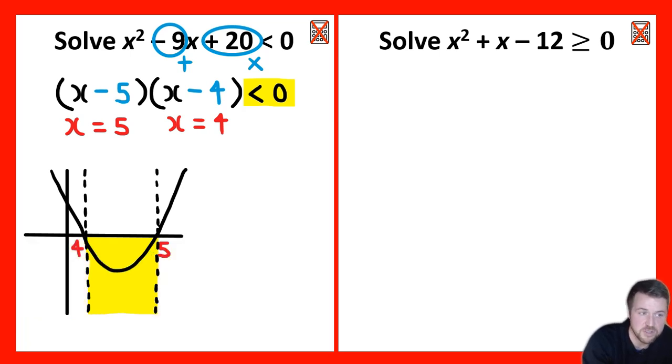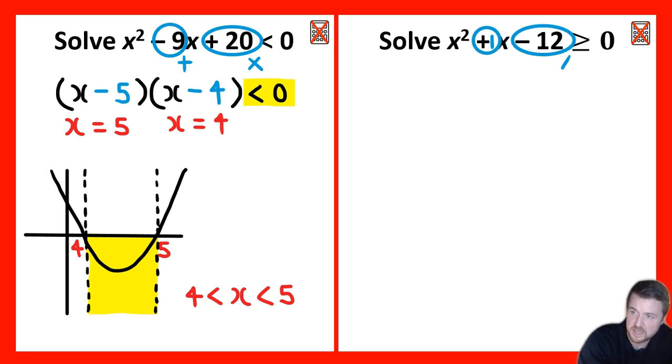Therefore, the region where the inequality is satisfied and when x squared minus 9x plus 20 is less than 0 will be my solutions for x that are in between 4 and 5. So x is greater than 4 but less than 5. We can write this as one compound inequality since the region is represented by one section. On to the next question.